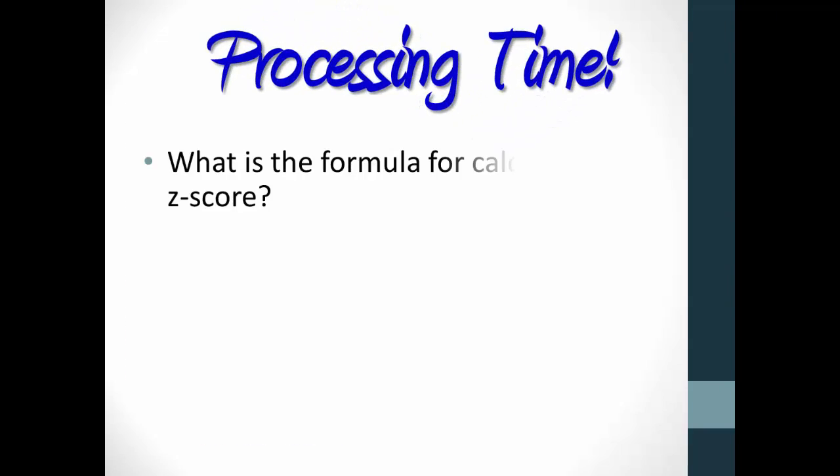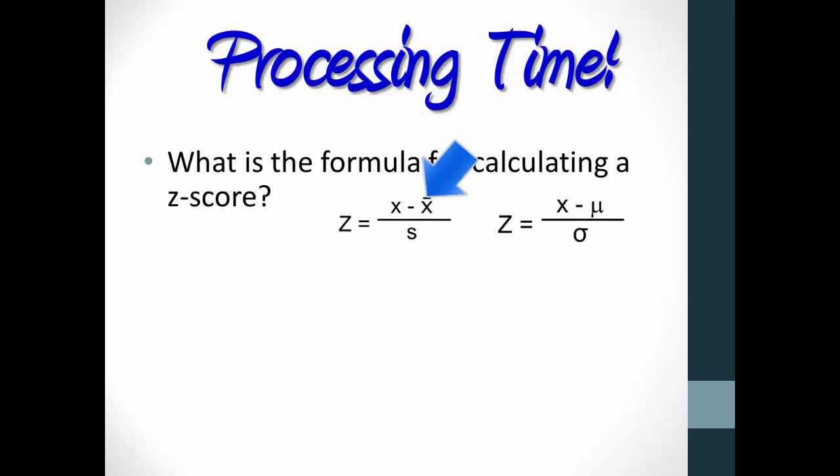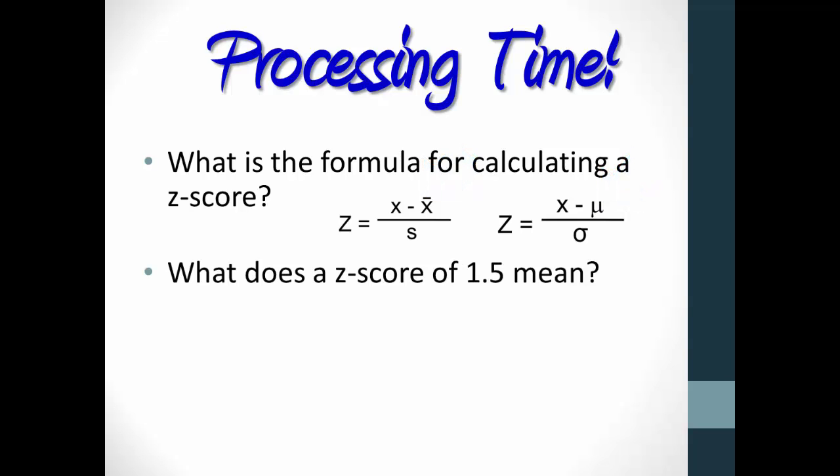Processing time. What is the formula for calculating a z-score? First, you take the raw score and subtract the mean from it, then divide the result by the standard deviation. The formula can use x bar if you're working with a sample or mu if you're working with a population. What does a z-score of 1.5 mean? Remember that the z-score tells you how many standard deviations away from the mean a score is and in what direction. So a z-score of 1.5 means that the score can be plotted at 1.5 standard deviations above the mean.